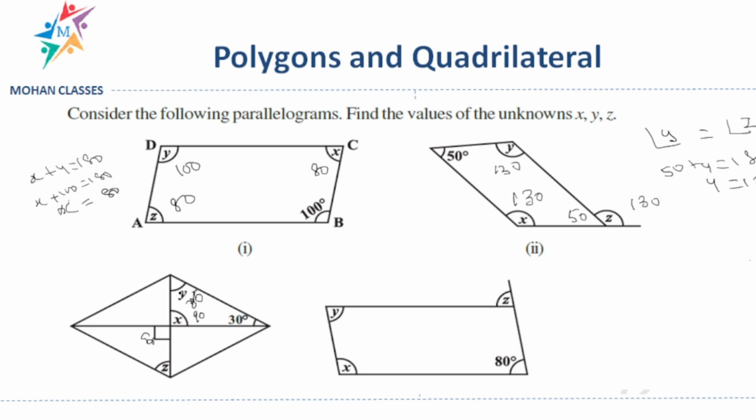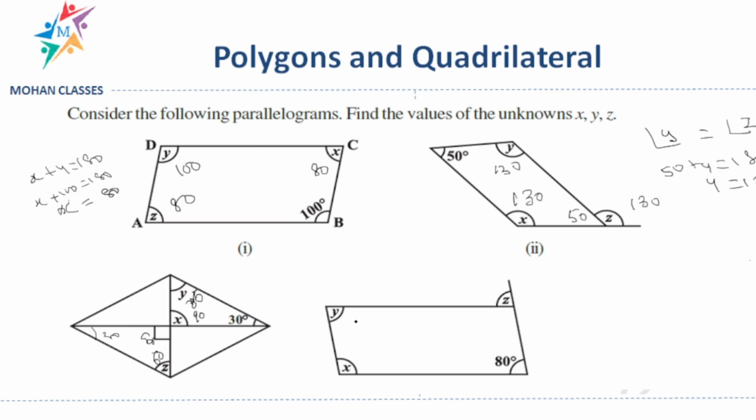So here the y is a vertically opposite angle. It is a parallel line, and it is intersecting. Or we can say this z is equal to 60 degrees. So what about this? X is equal to 90, y is equal to 60, and L is also 60. Here vertically opposite angles are equal.